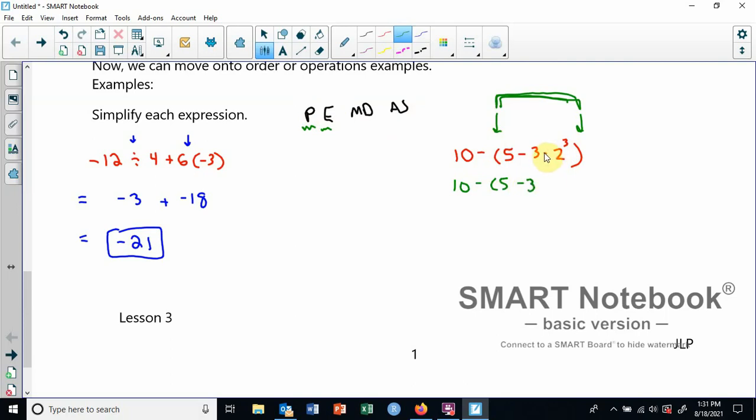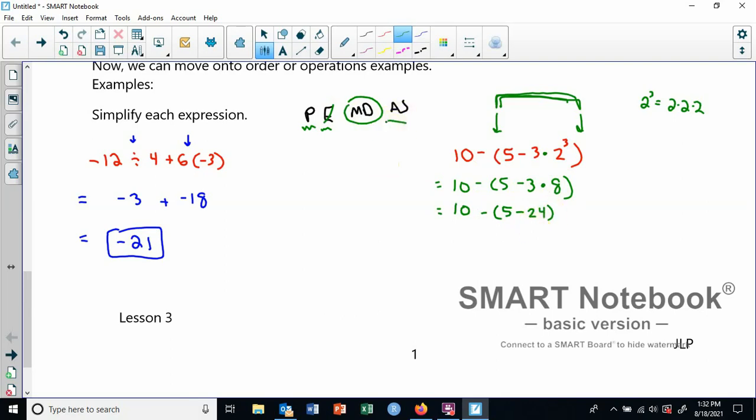Bring down everything else. That is a times 2 to the third power. Do some scratch work. That just means 2 three times. 2 times 2 times 2 is 8. Okay. So now inside here I've used up the exponents. Now I'm on to multiplying and dividing, and I have a multiplication right there. Put equal signs. 3 times 8 is 24.